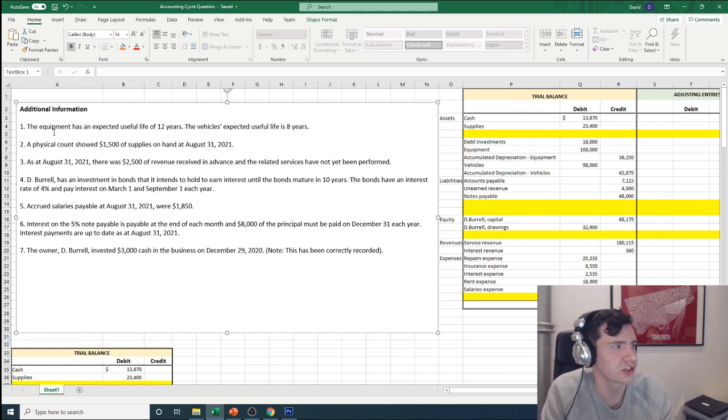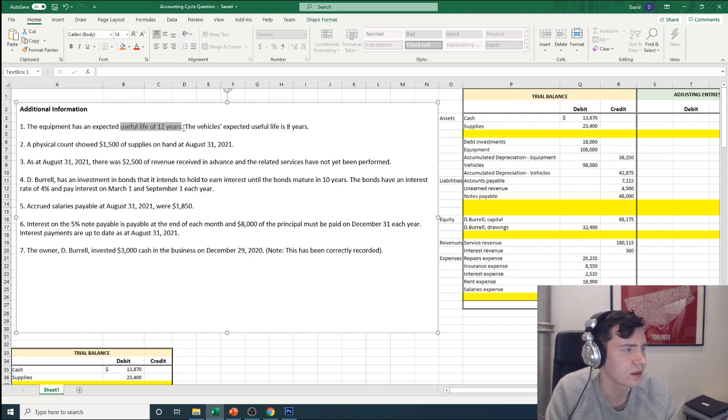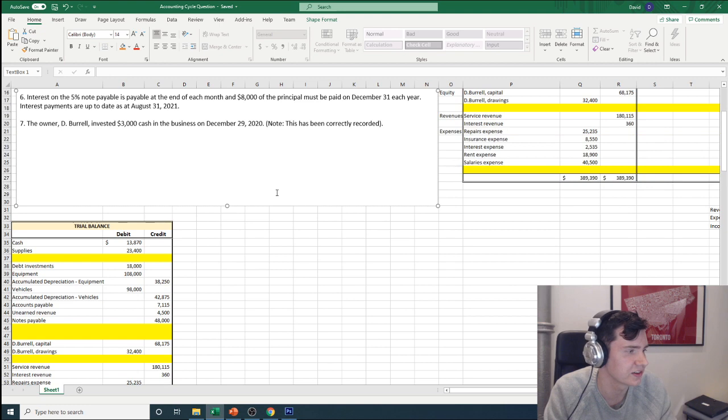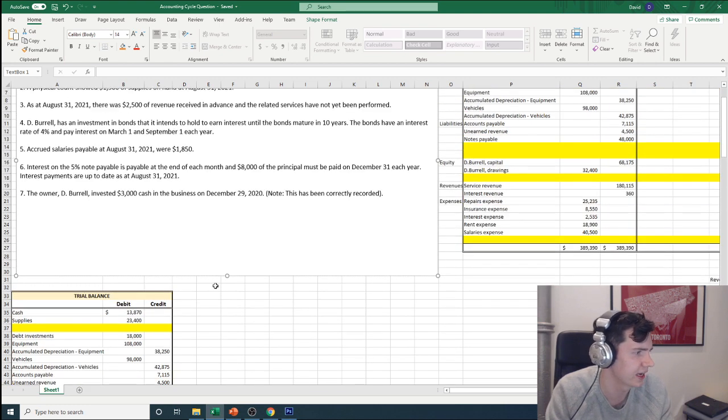The additional information, the first one: the equipment has an expected useful life of 12 years. And useful life is a really important bit, because depreciation and amortization is not necessarily the life of the asset, but the useful life. The useful life is what's important for us in calculating our depreciation. However, the vehicle's expected useful life is 8 years.